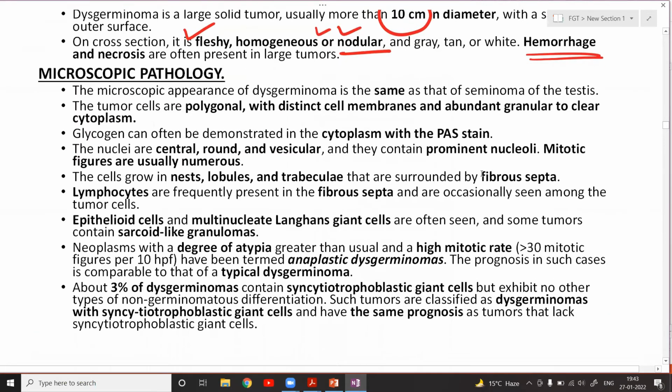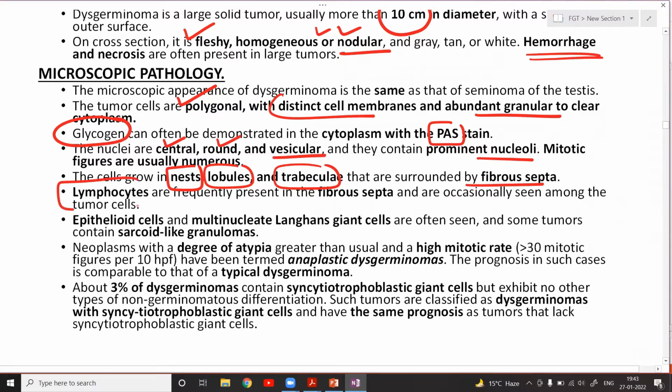So just to say whatever I have said, the tumor cells are usually polygonal with a very distinct cell membrane and abundant granular to clear cytoplasm. Now, the clear cytoplasm can be attributed to the presence of glycogen, which can be stained positive with PAS. The nucleus, as I showed you, was central, round, and vesicular, containing prominent nucleoli, and mitotic activity was numerous. Now, the cells, if you can appreciate, were growing in nests or in lobules or in trabeculae, all of them separated by a fibrous septa which is containing lymphocytes.